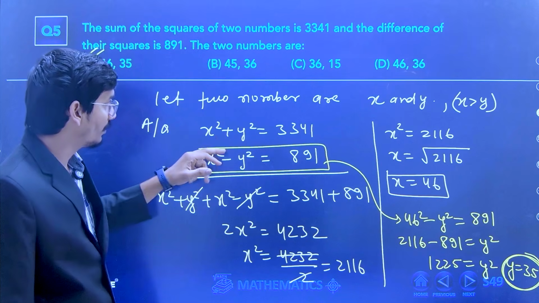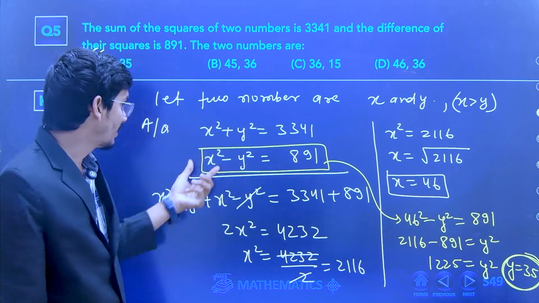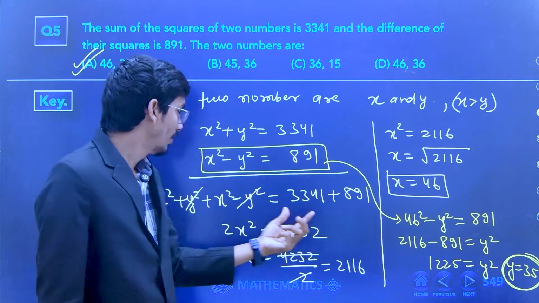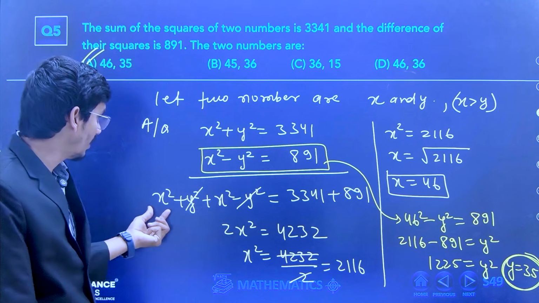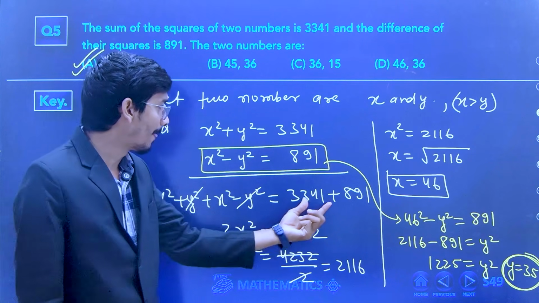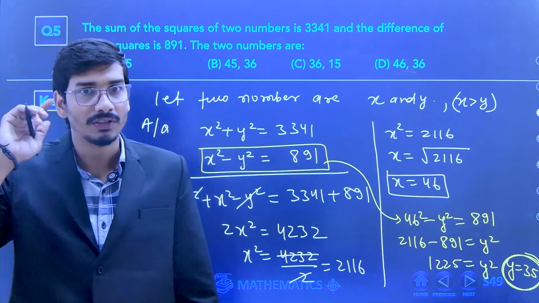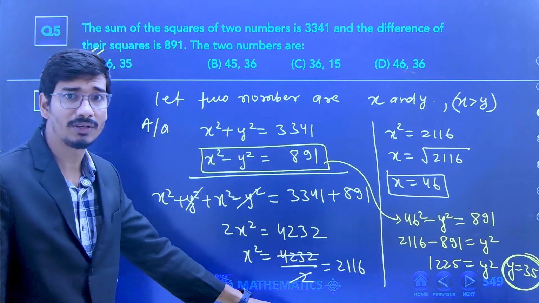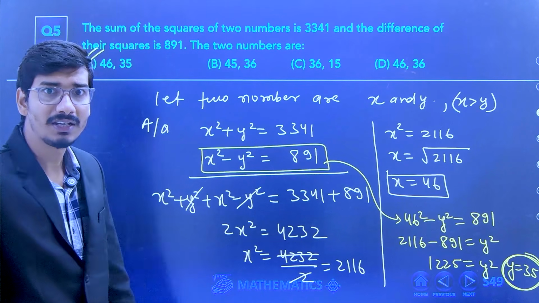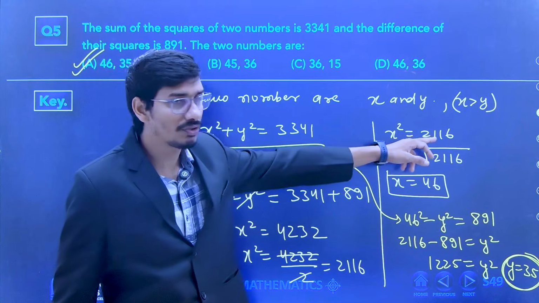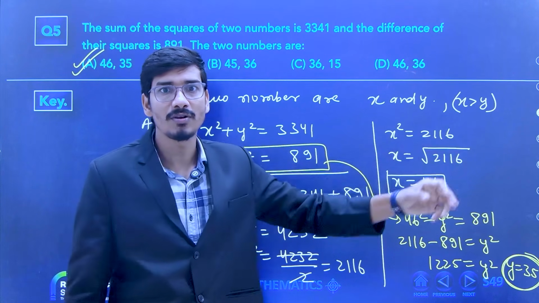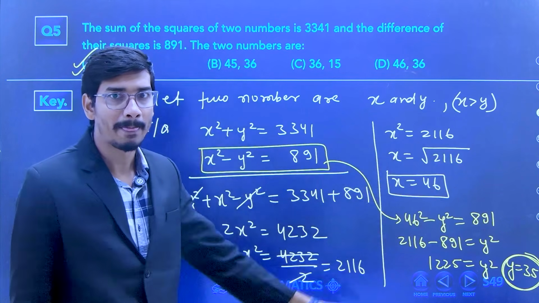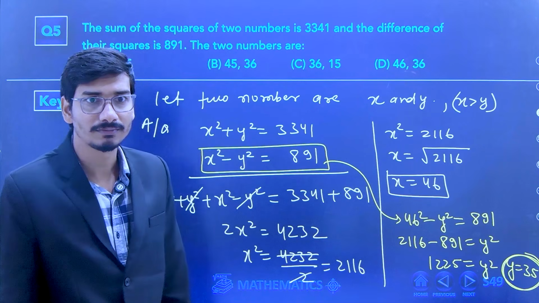So now I am adding the left-hand side and right-hand side. x square plus y square and x square minus y square: 3341 plus 891. y square cancels, so remaining x square plus x square, that is 2x square, and on the right-hand side 4232. So x square equals 4232 divided by 2, that is 2116. So what is x? Square root of 2116. Removing the square, the root will come on the right-hand side. So what is x, beta? 46.